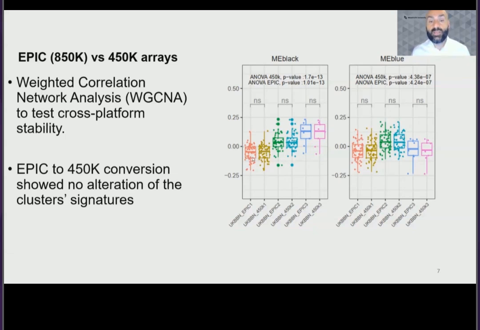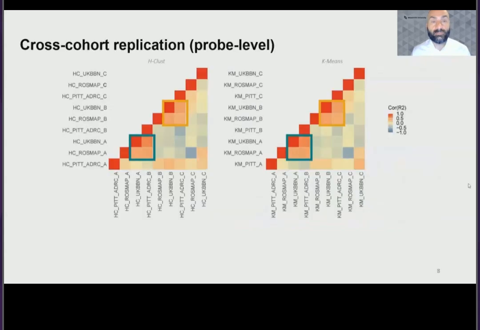As you can see, the value of the eigenprobes when you are using the EPIC probes and the subset of the 450K are equal, and also they can distinguish between the clusters clearly for some modules. So now we have generated the clusters across the different cohorts.